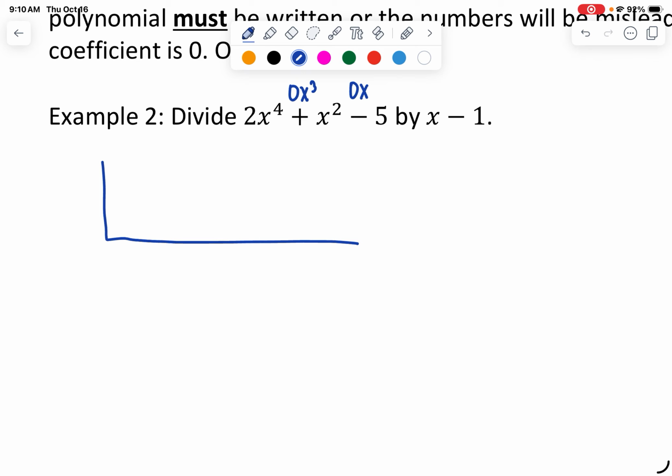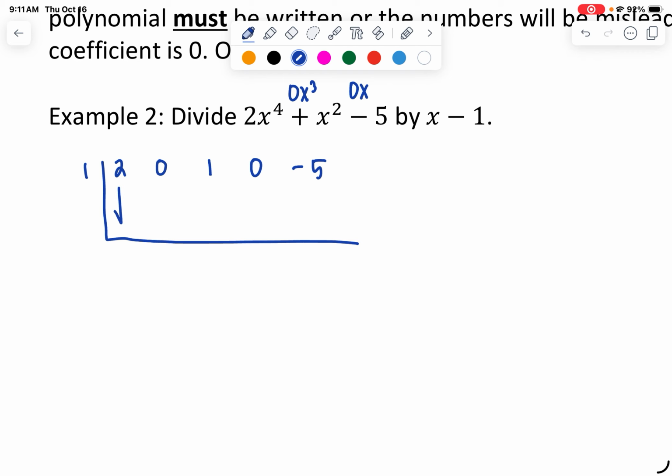All right, I'm synthetically dividing by 1, because if I set x minus 1 equal to 0, I get 1. And then my coefficients are 2, 0, 1, 0, -5. And if it's a 4th power, you should have 5 numbers written in there. That's another way to check to make sure you didn't make a mistake. Also, double check your signs. The negative is on a 5, but nothing else, so I'm good.